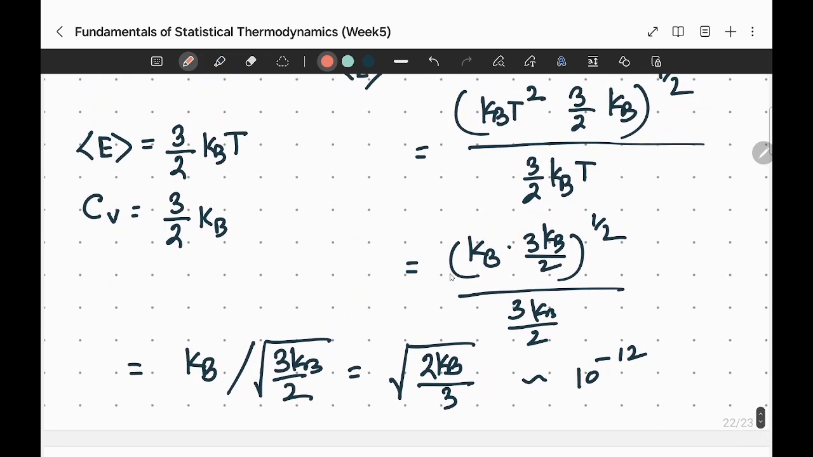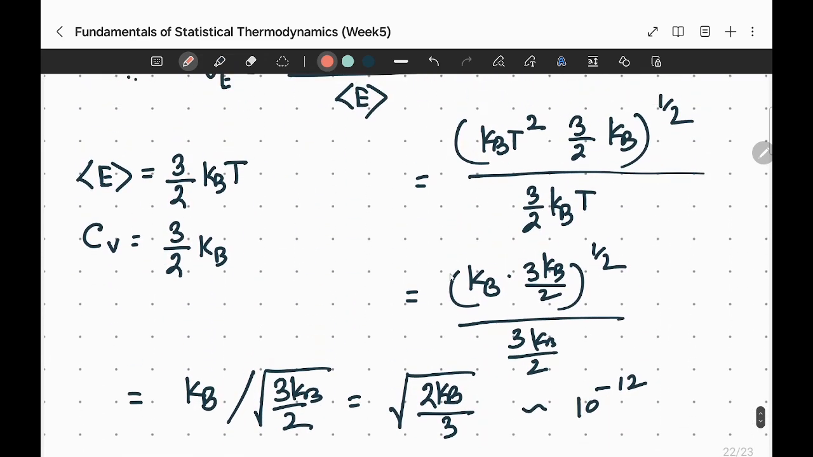So that's why we can deal with the canonical ensemble, because here the fluctuation is very small. So we can do it.